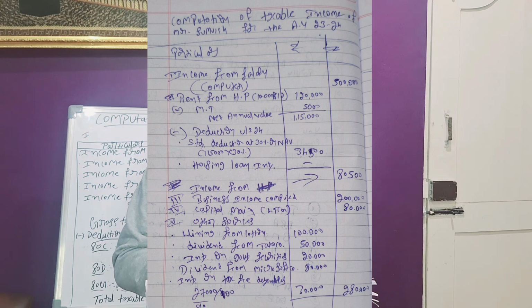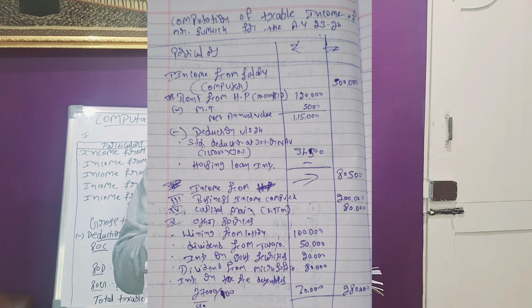Next, housing loan interest, they have not given any information for that. So 1,15,000 minus 34,500, we are going to have 80,500. This is known as income from house property. Then after that, income from business, they have given computed rupees 2 lakh, directly. Capital gain, only long term capital gain is there, rupees 80,000.